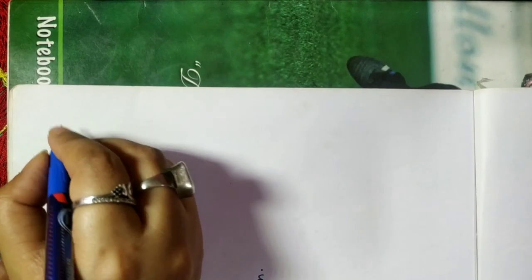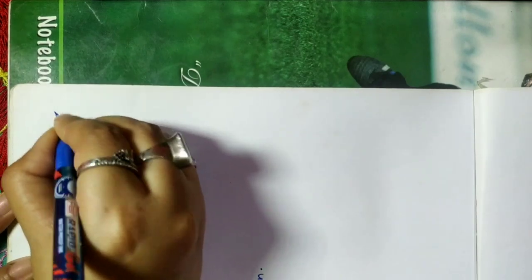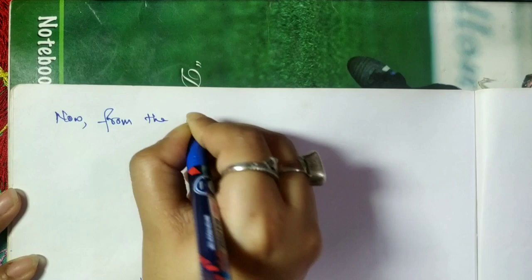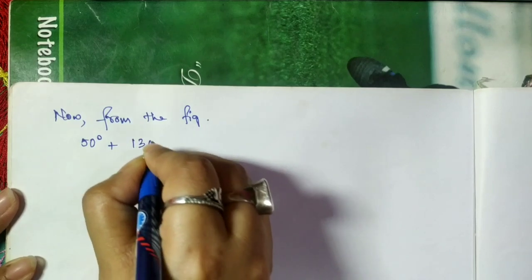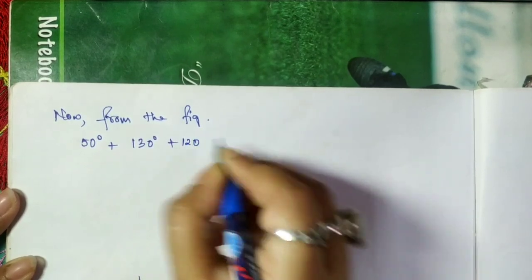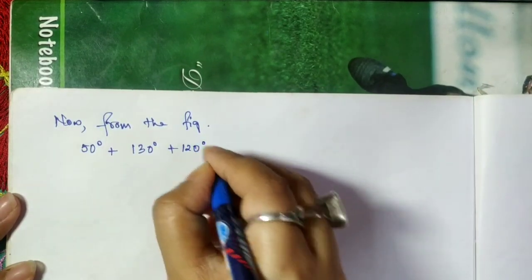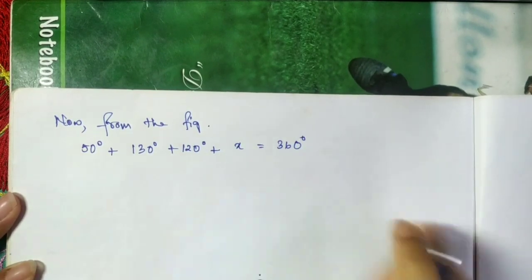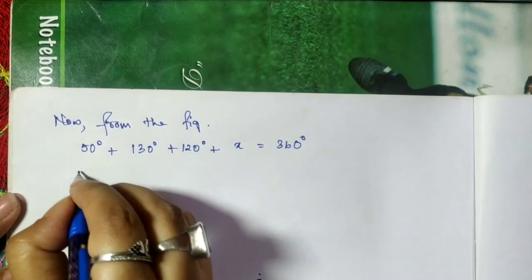So now from the figure, what I can write? Now from the figure that you have, can we write that 50 degree, the one angle is given, plus next angle is given as 130 degree, plus 120 degree, plus x is equal to 360 degree. Now is it not an equation? So I can find out the value of x here.